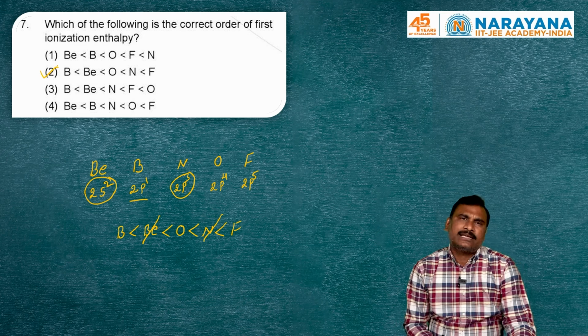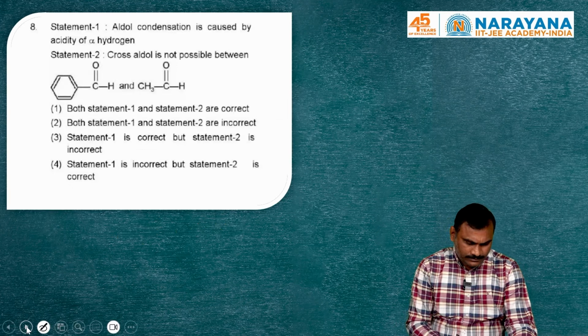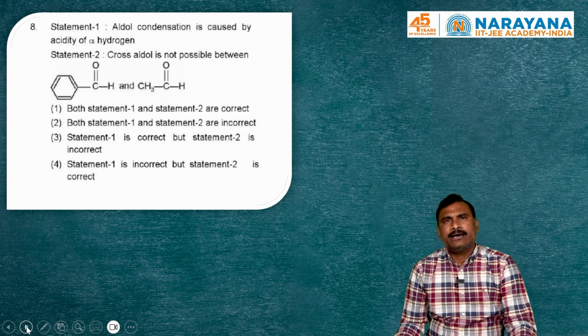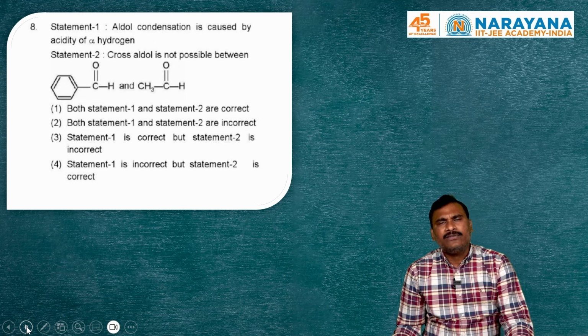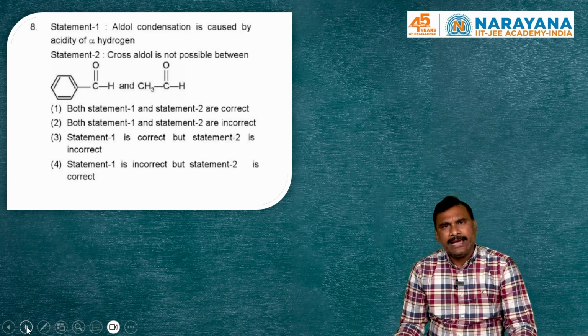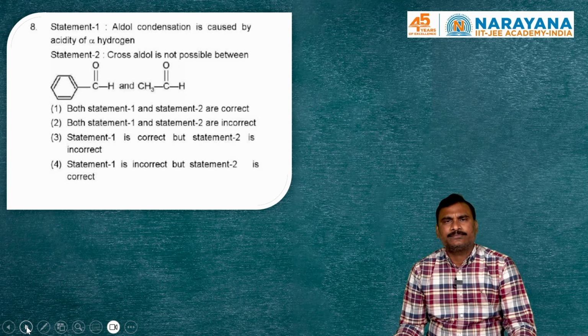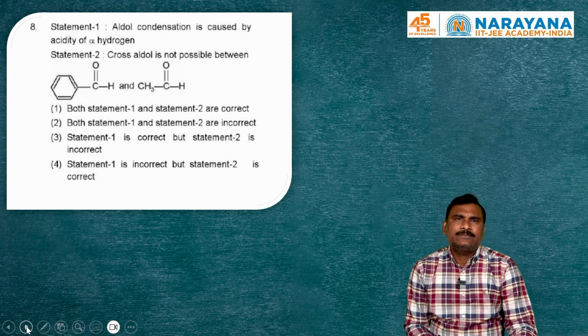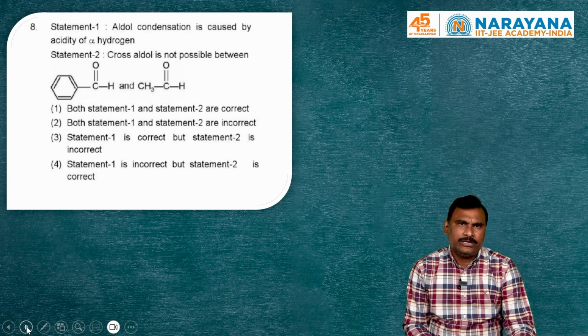Now let us go for the next question, student. Yes, question number 8. Aldol condensation is caused by the acidity of alpha hydrogen. Yes, what is the condition to exhibit aldol condensation? There must be at least one sp3 alpha hydrogen to the carbonyl.